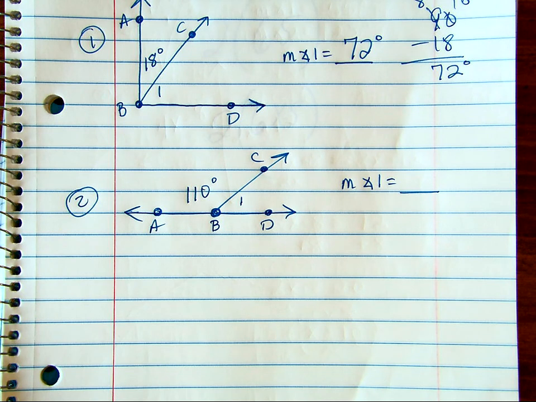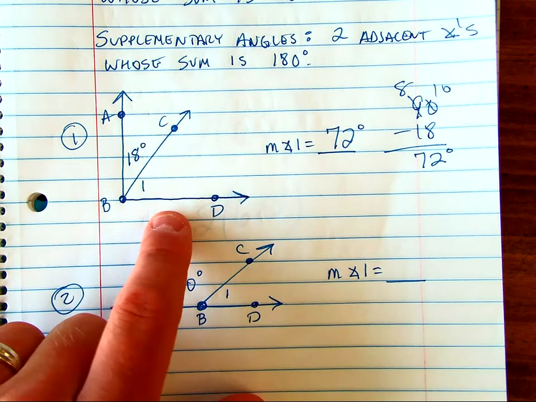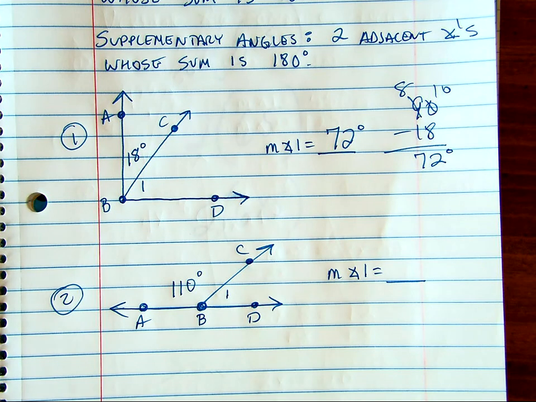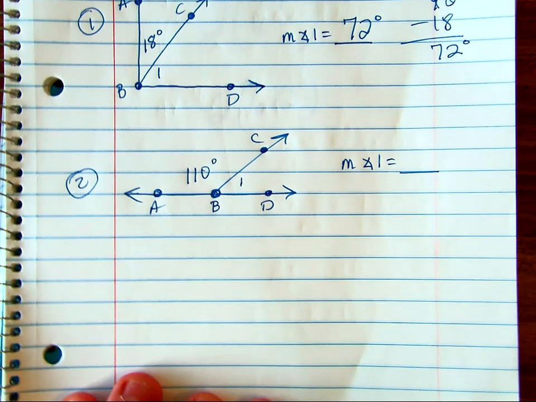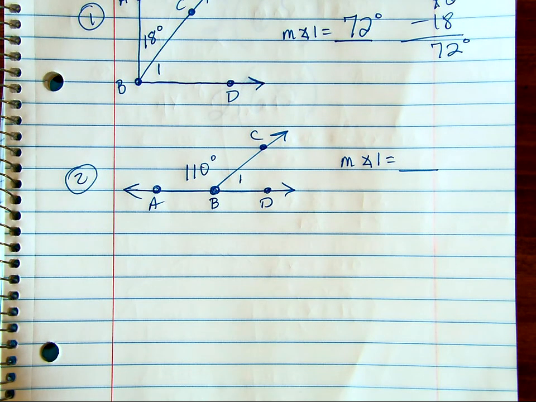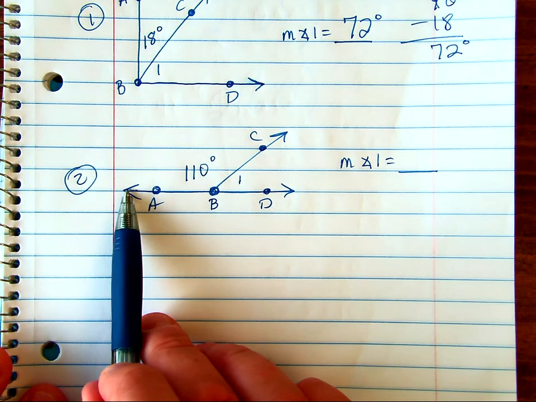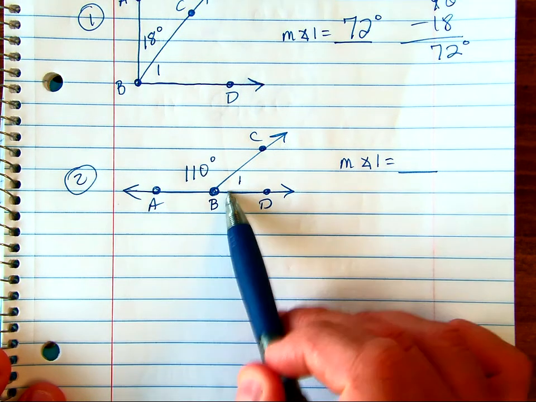James, is that complementary or supplementary? That's complementary. Just like this one. That one's complementary. Why would you say supplementary? Right. This one angle already is over 90, so there's no way it can be complementary.